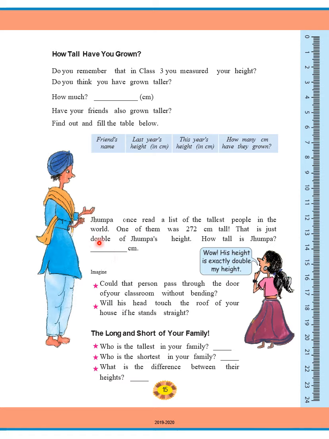Robert Wadlow was the tallest man in the world and his height was 272 centimeters. It was around 8 feet and 11 inches. At present, Sultan Kosen is the tallest man in the world and he's from Turkey. His height is 251 centimeters. So the first question is, could that person pass through the door of your classroom without bending?